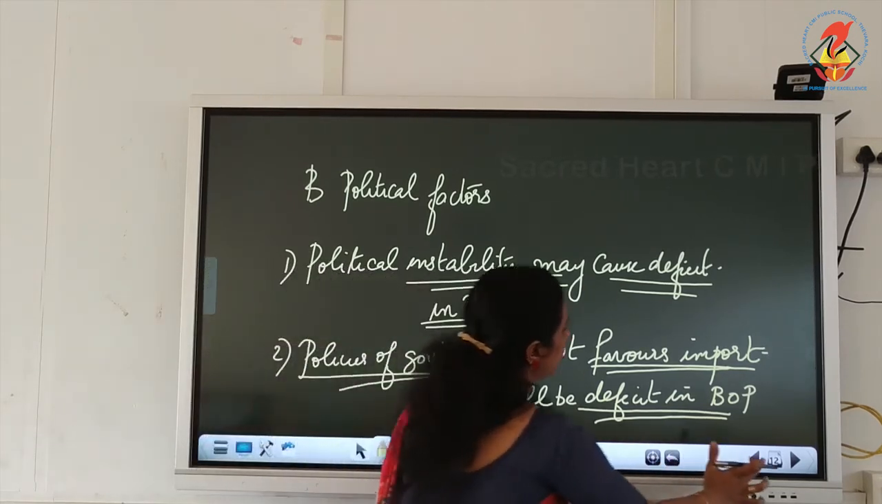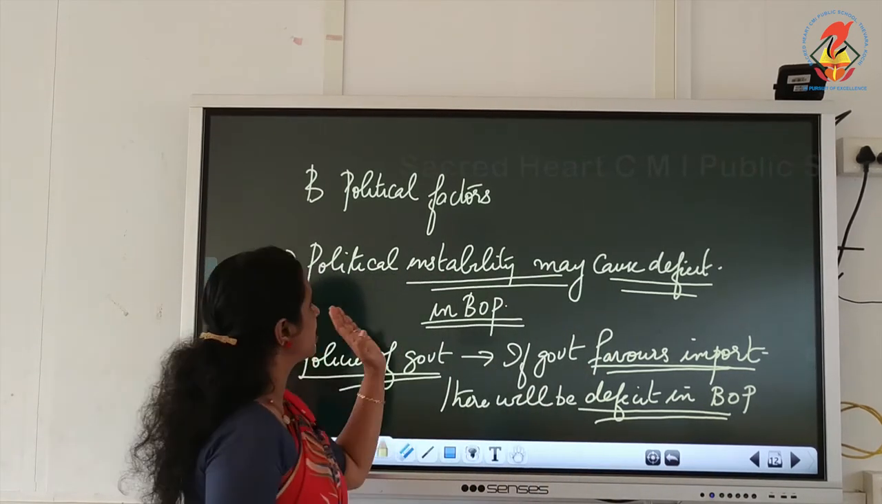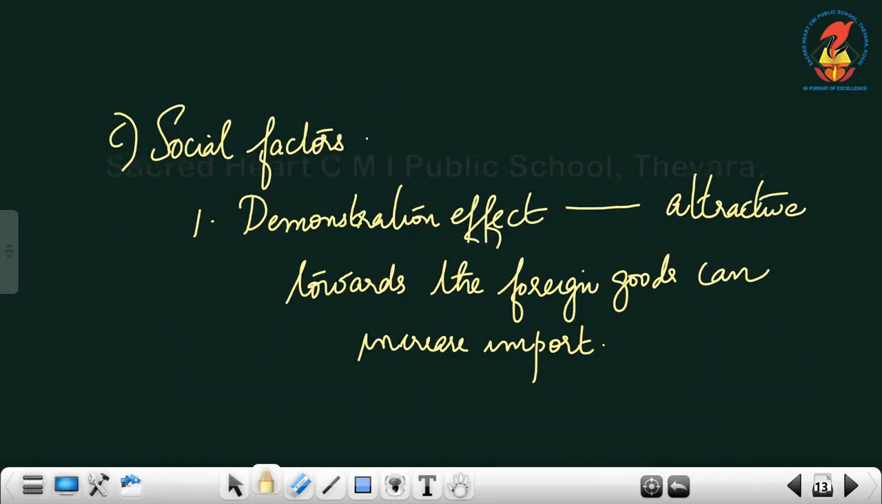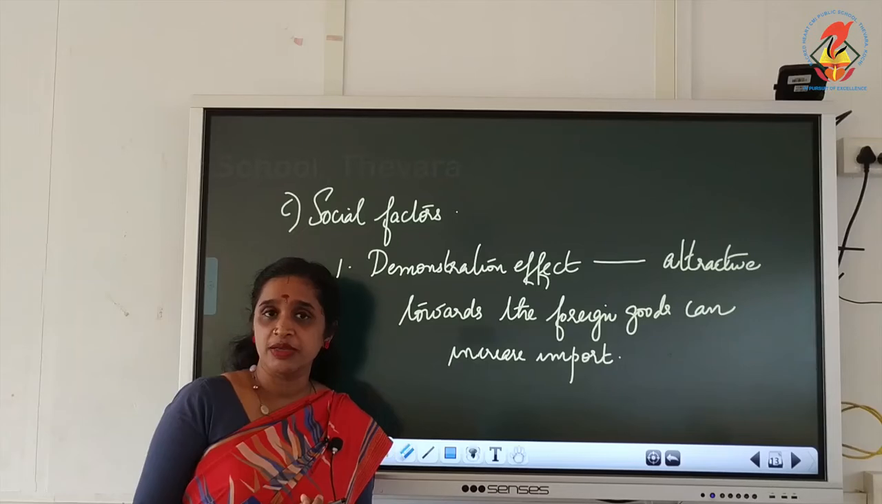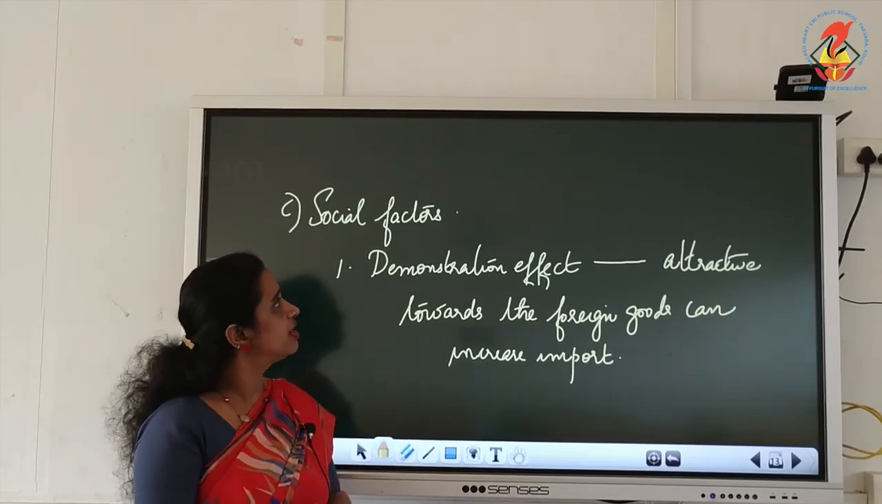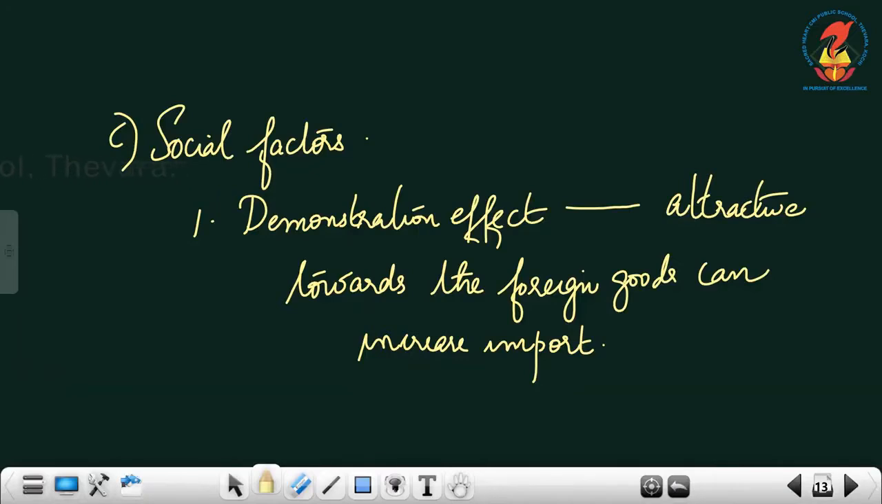So, these are the two political factors. The first one is political instability, and the second factor is the policies of the government. Next, we will move on to social factors. Social factors means mainly associated with society, people, attitude of the people. Now, the first factor under the social factor is demonstration effect. Demonstration effect means what? The people who imitate the lifestyle of others.